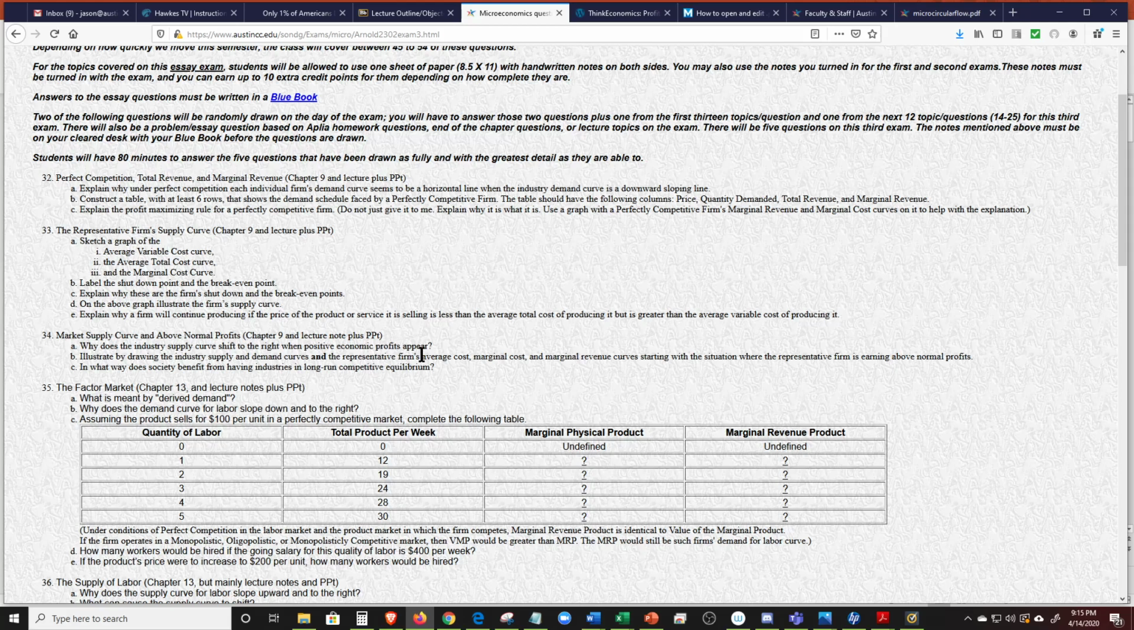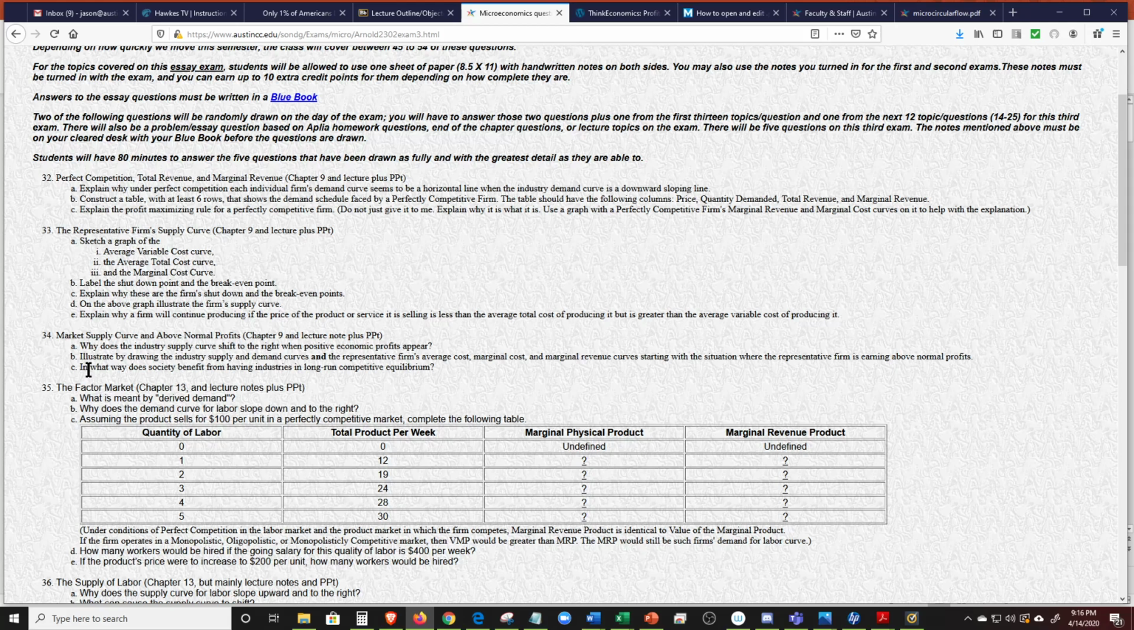I'm wondering if I shouldn't do that. No, I don't think I will do that. So then part B is illustrate by drawing the industry supply and demand curves and the representative firm's average cost, marginal cost, and marginal revenue curve, starting with the situation where the representative firm is earning above normal profits. We will do that in this, and we'll show what happens when the average or representative firm is making above normal profits.